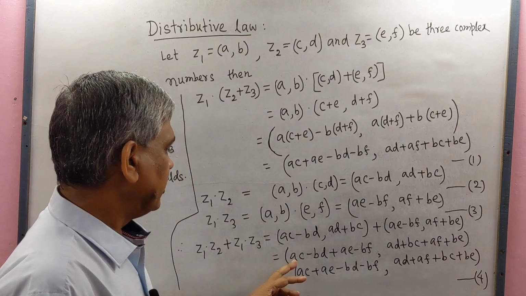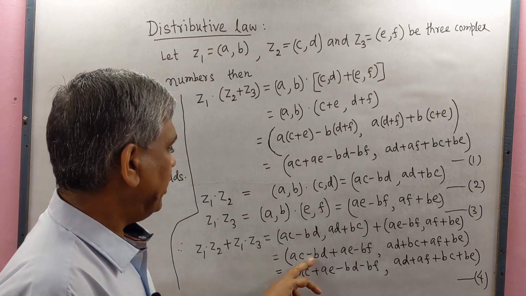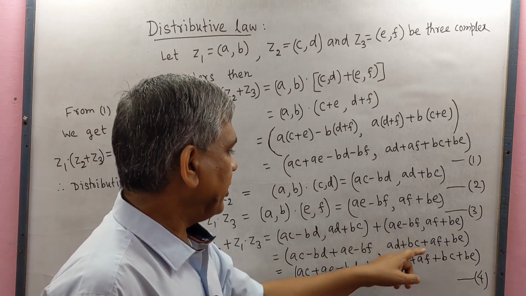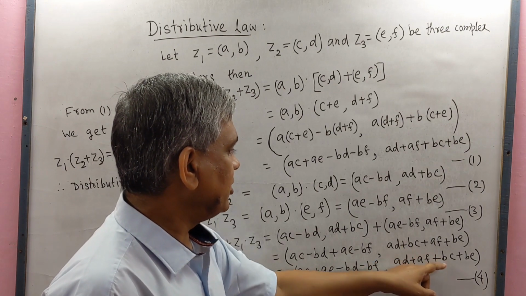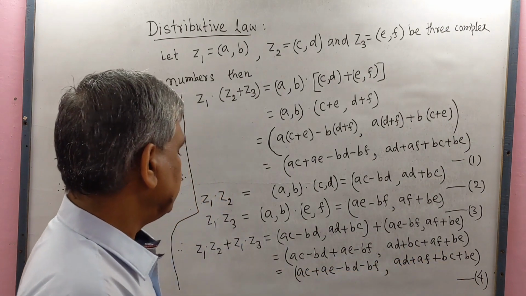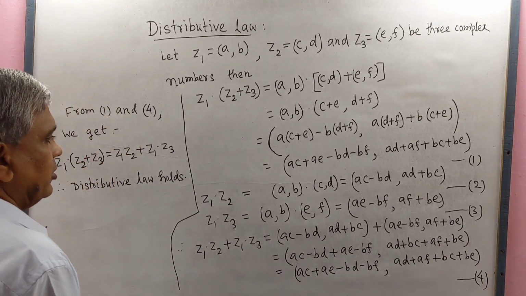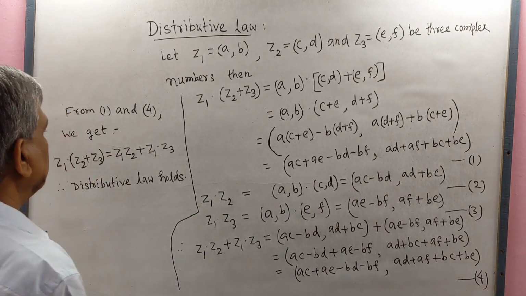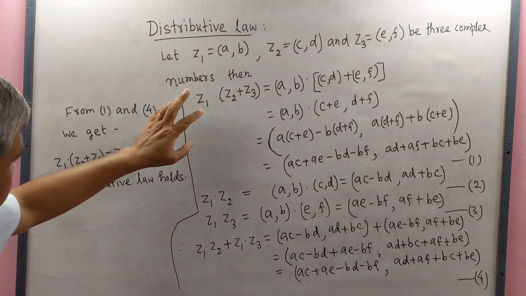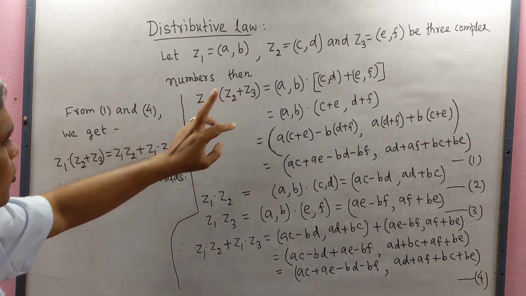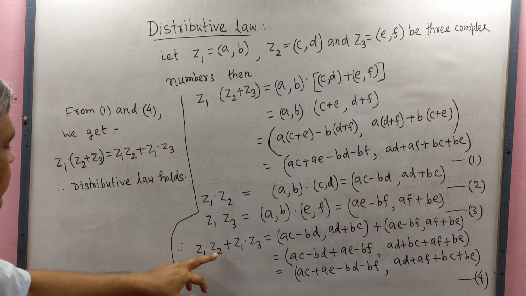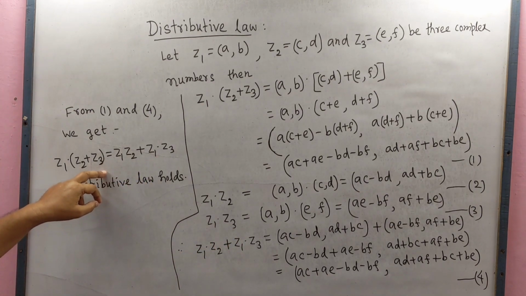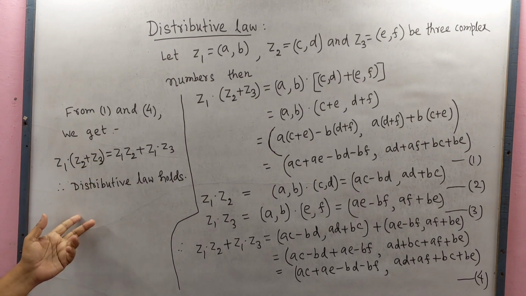We rearrange this: AC plus AE minus BD minus BF, comma, AD plus AF plus BC plus BE. This is number 4. We see that the right sides of 1 and 4 are equal, so the left sides will be equal: Z1 multiply by Z2 plus Z3 equals Z1 multiply by Z2 plus Z1 multiply by Z3. This shows that the distributive law holds.